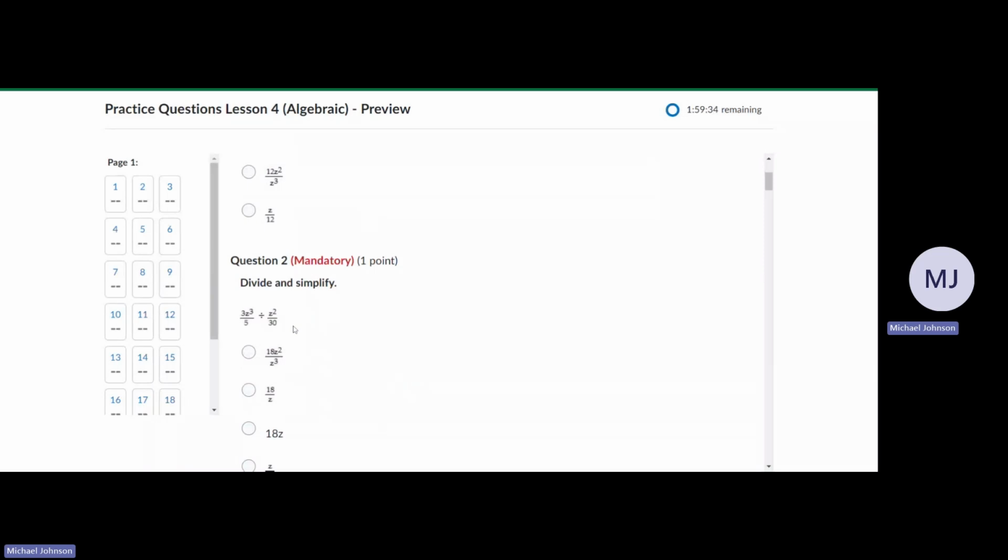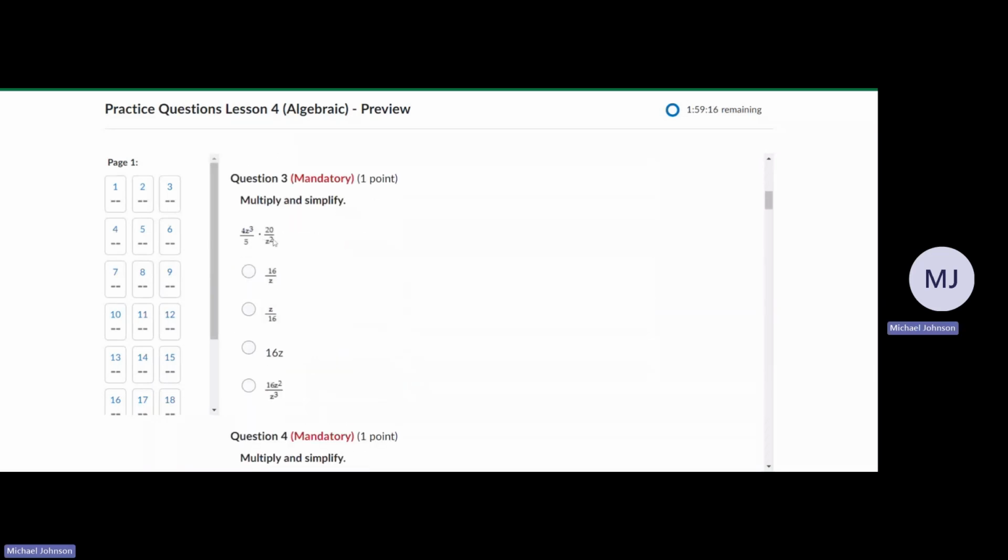Same thing here. In order to do these questions, you've got to flip the other fraction. So it would become 30 over z squared, and then multiply 3z cubed divided by 5. So you flip one of the fractions and then multiply. This one, you would just multiply them together and then cancel out the z's and simplify the fraction.